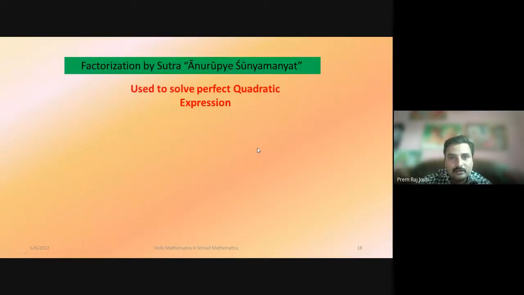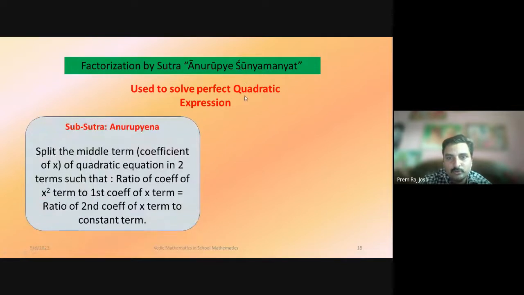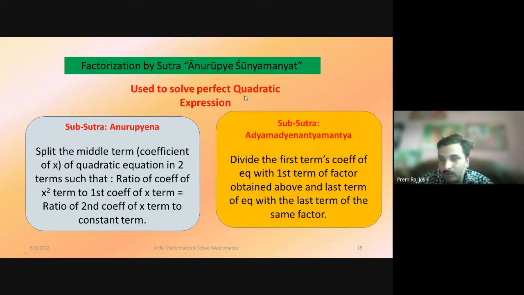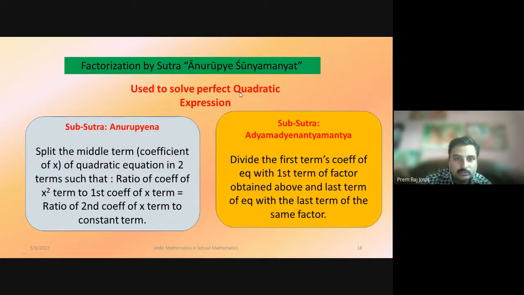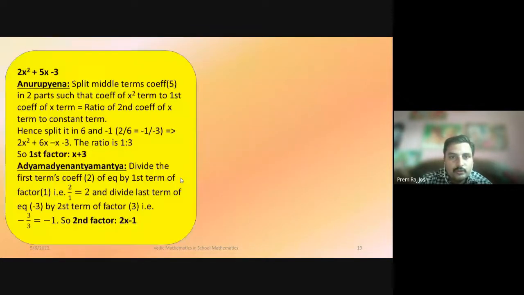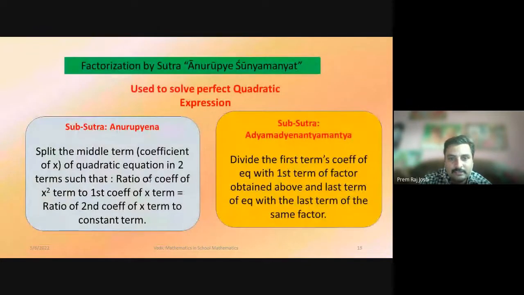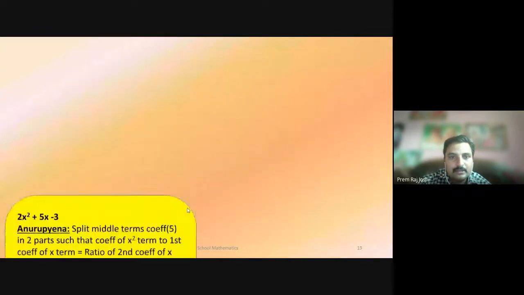So I have another formula of factorization, the Anurupyena formula. It is basically useful to find the factors of perfect quadratic equations. To do this operation, we actually use two sub-sutras, Anurupyena and this one. And I will explain this with the help of an example. These are the details over here, but I will explain with the help of an example.